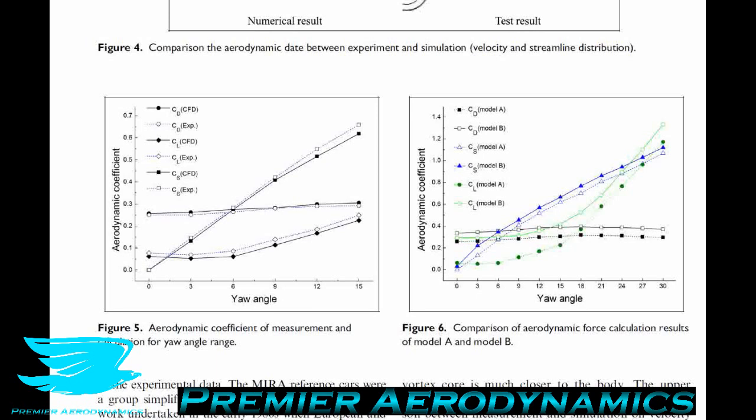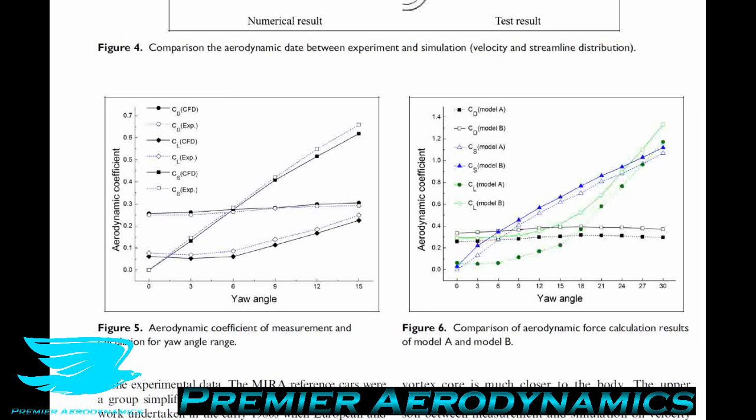Welcome to Paris class number 132, and today we're talking about cars in crosswinds. In the last podcast, podcast 131, we looked at the setup for this, so CFD and validating this with experimental results. In this podcast, we're going to be going through the results of that CFD.